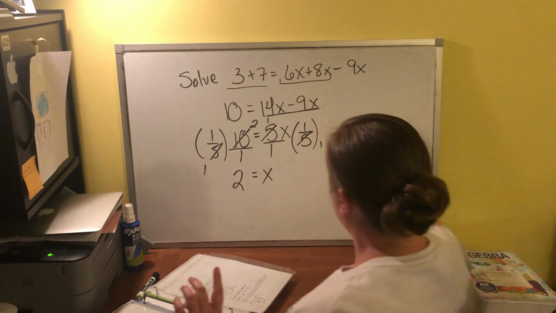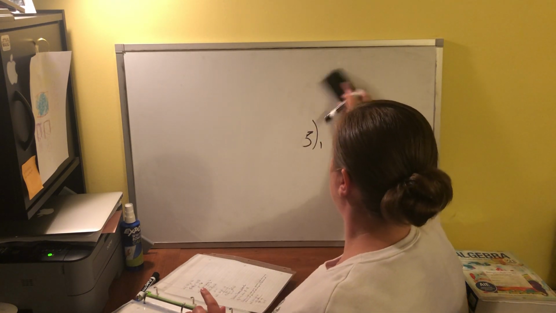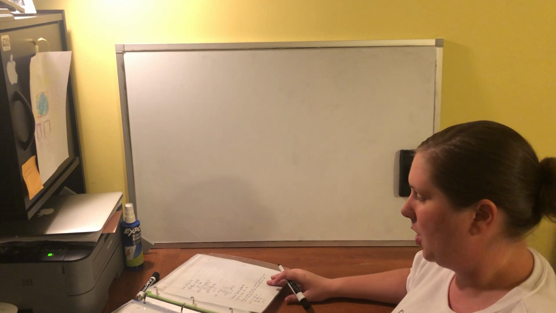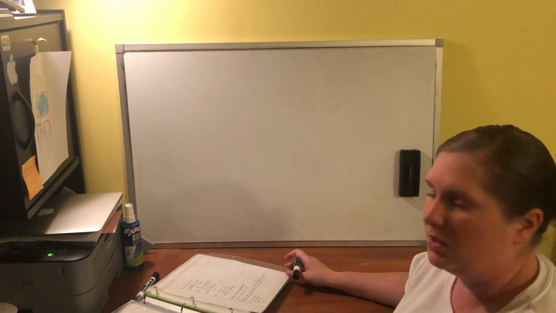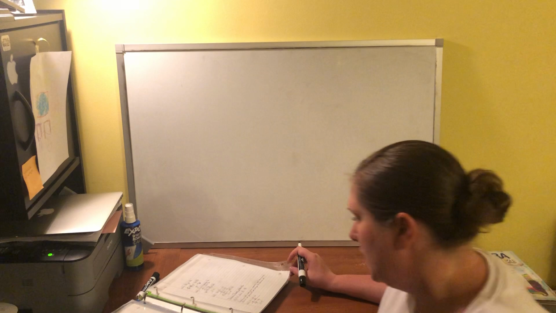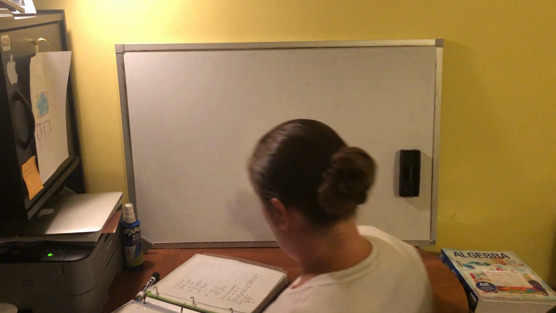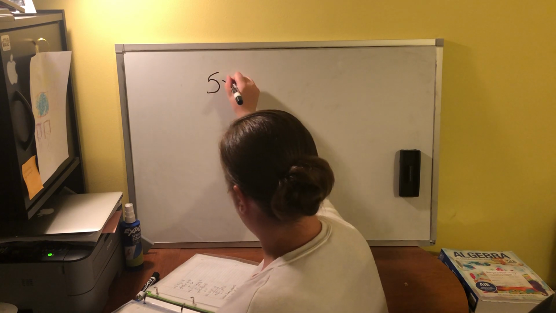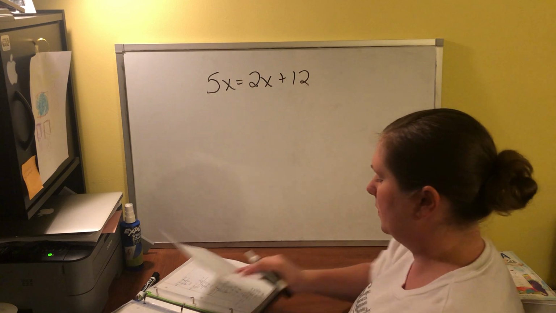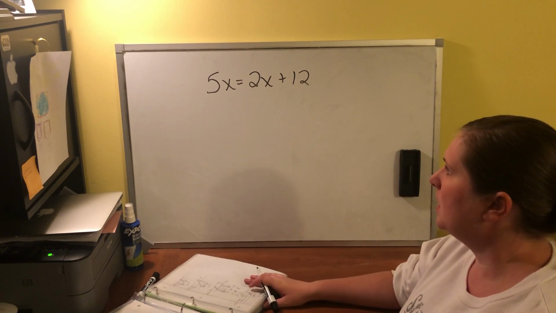Now, there is another property that we use, and when we're dealing with whole numbers, it makes it easier than using that multiplication property. Now, it's very helpful dealing with a multiplication property when we have fractions, okay? If we don't have fractions, we have whole numbers, the division property is great. So let's say we were given 5x equals 2x plus 12, okay? Let's say that's what we were given.